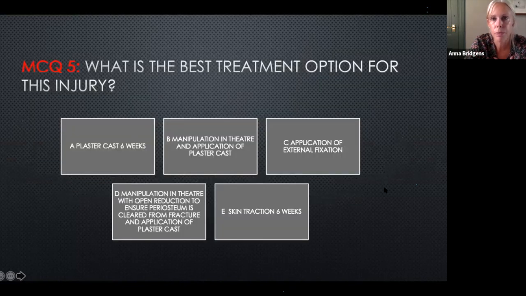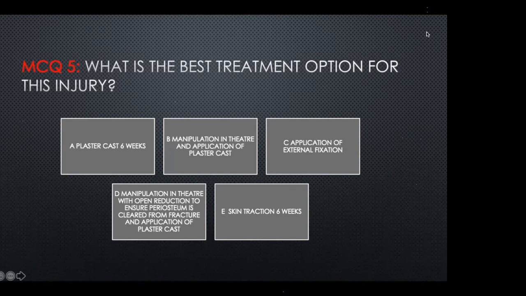There you go. So you've got A, plaster cast for 6 weeks, B, manipulation in theatre and application of cast, C, application of X-fix, D, manipulation in theatre with an open reduction to ensure there's no periosteum in the fracture and apply a cast, or E, skin traction. So if you could put that on as a poll. We'll just give it another few seconds.